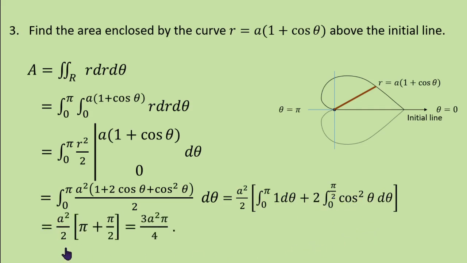So a square by 2 into (pi plus pi by 2). By taking common denominator 2 here, 2 pi plus pi is 3 pi by 2, into 2, 4. So 3 pi by 4 into a square. So this is the required answer. Above the initial line, the area of this cardioid is 3 a square pi by 4.